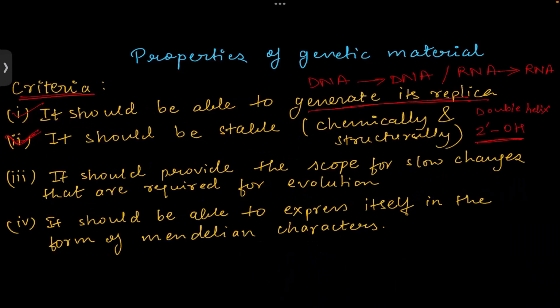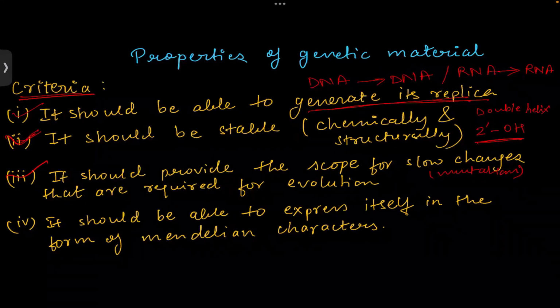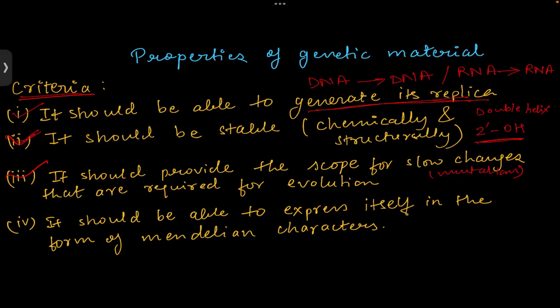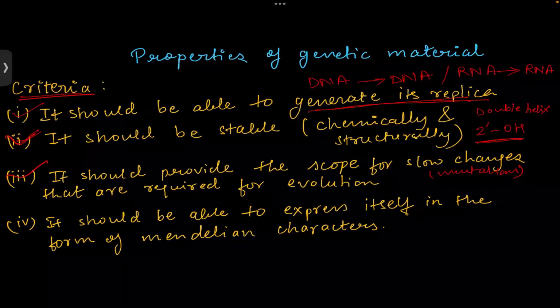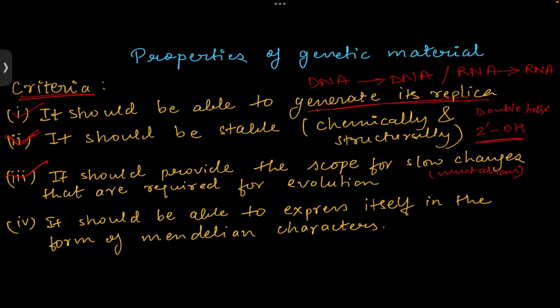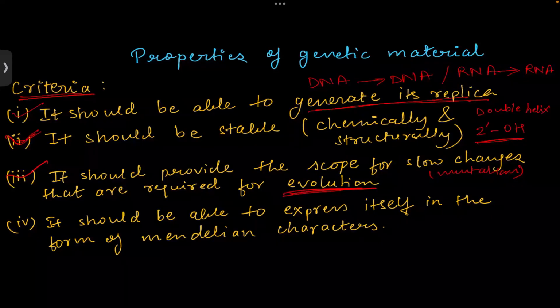Next criteria for either DNA or RNA to be genetic material is that it should provide the scope for slow changes. The slow changes are nothing but mutations that are required for evolution. In the previous chapter, we talked about what mutations are. Mutations are a permanent alteration in the base sequence of the DNA. How mutations happen, we will study in more detail in this chapter as well. Also, how mutations are the seed for evolution will be discussed in the next chapter, evolution.